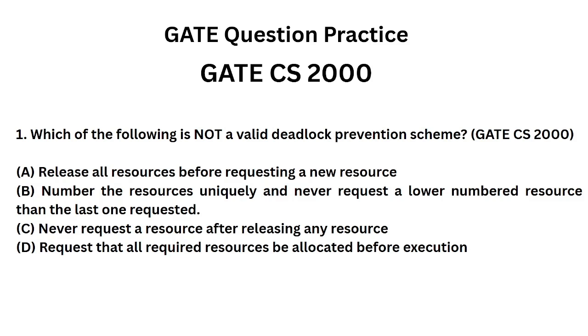Today we are solving a GATE CS question from the year 2000 and it's all about deadlock prevention in the operating system. We'll break down the four options and understand why three of them prevent deadlock and one option is not a valid deadlock prevention scheme.